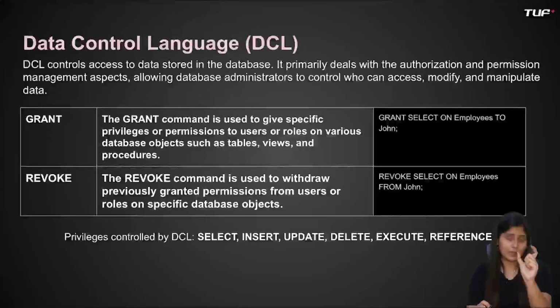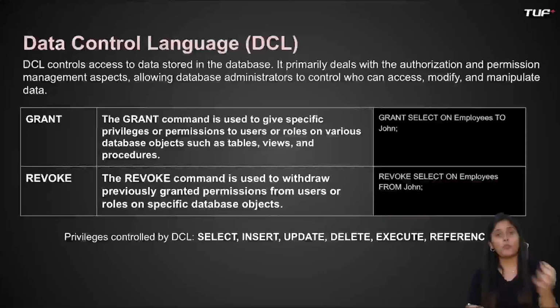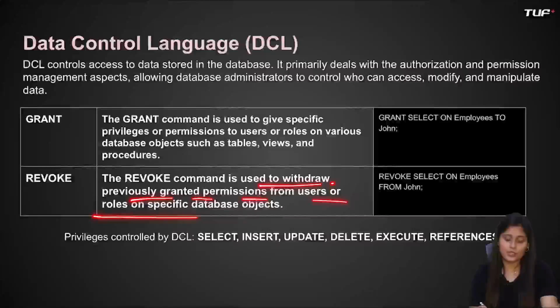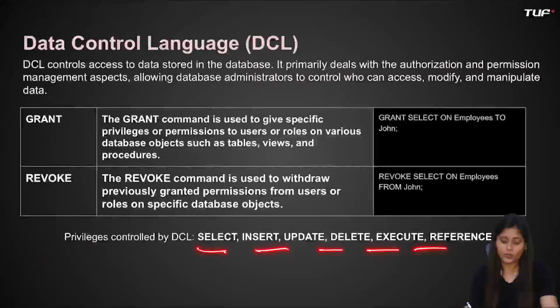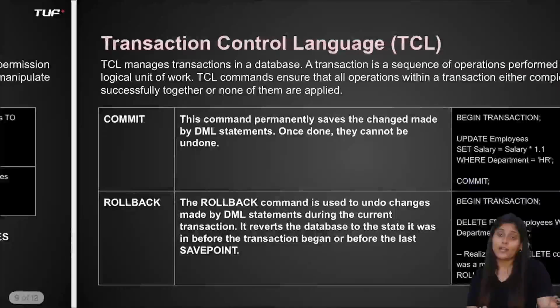So a grant command gives specific privileges to users or roles on various database objects, like if you are granting access to see the table or views or structure and all, right? And revoke is totally opposite to it, like REVOKE SELECT ON employees FROM John. If you want to get the access back, you will use the revoke command. It is used to withdraw previously granted permission from users or roles on specific data objects. Here the privileges controlled are select, insert, delete, execute, update and references. So this was about DCL, which is data control language.